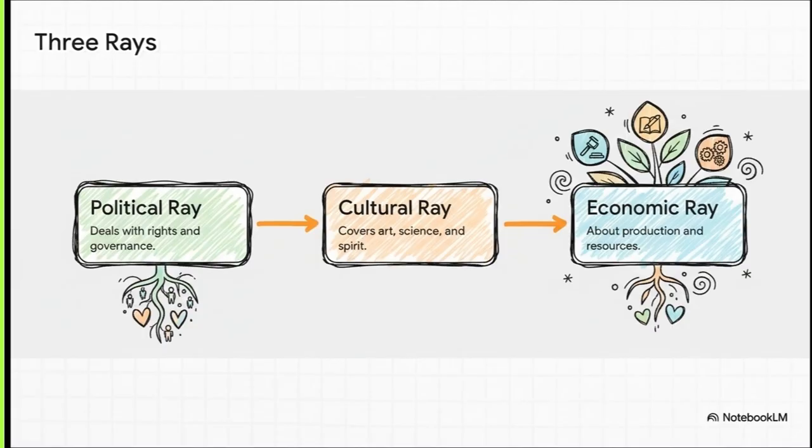So you've got the political ray, which deals with rights and how we govern ourselves. The cultural ray covers all that good stuff, art, science, and spirit. And then the economic ray is all about production and resources. Together, these three form the core pillars of society.